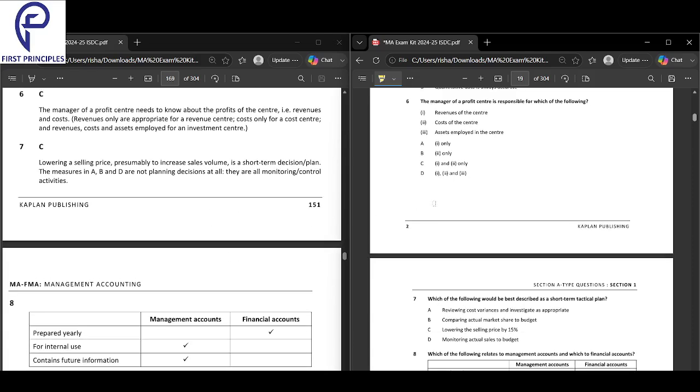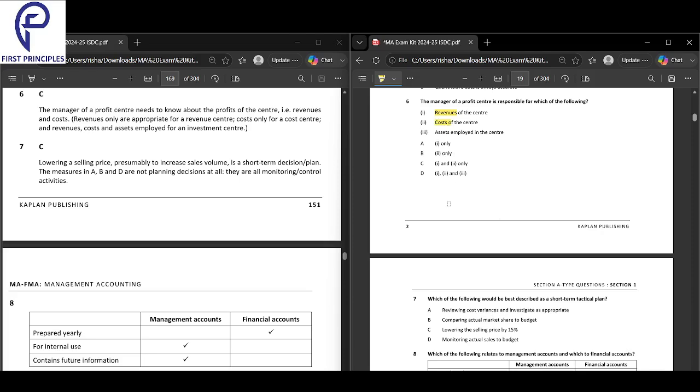Let's look at the next one. The manager of a profit center is responsible for which of the following? A profit center, we saw, is revenue and cost, right? Yes, revenue and cost. Okay, so here if we look, he is responsible for revenue and cost. An investment center is responsible for revenue, cost and assets, all three.